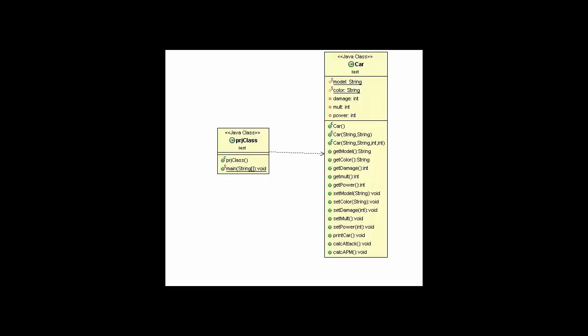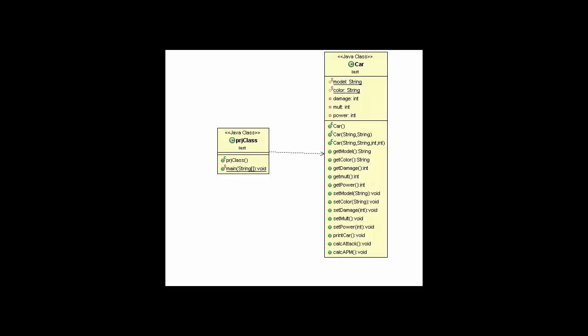Here's my UML diagram. On the left we have my project class with the main inside of it that calls the custom class car, and then we have 5 variables in car: model and color, which are both strings, and then the 3 private variables are damage, mult, and power, which are all ints.